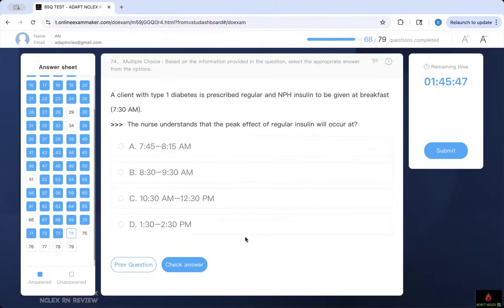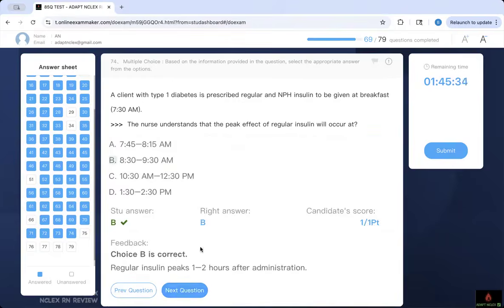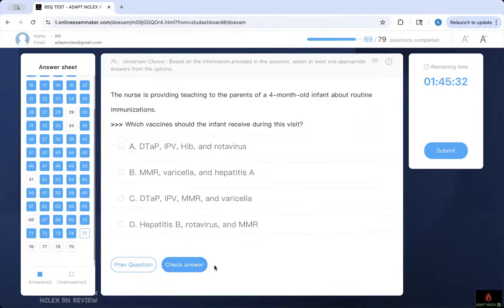It's 1 to 2 hours. Therefore, add 1 to 2 hours to this. 1 p.m. is too far. What do you think? I know you know it. 1 to 2 hours from 7:30, so this one. That's all. Almost done. This will look intimidating.